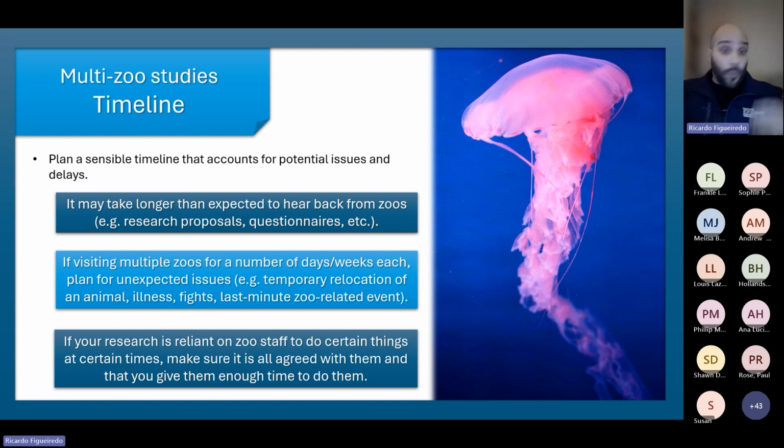So, when the time comes that you need the zoo staff to do certain things, again, unexpected things may happen, but if you have a solid plan that the zoo is on board with, you're less likely to have issues with the implementation of that plan.